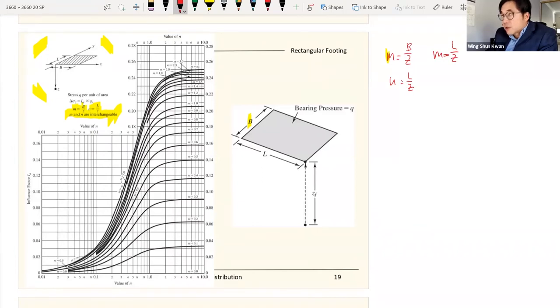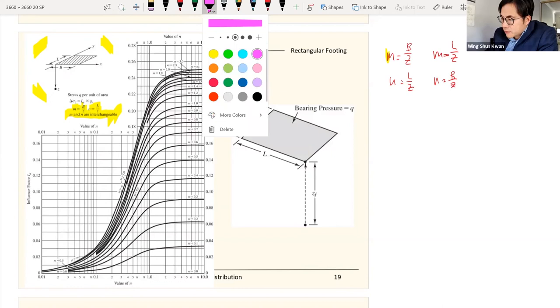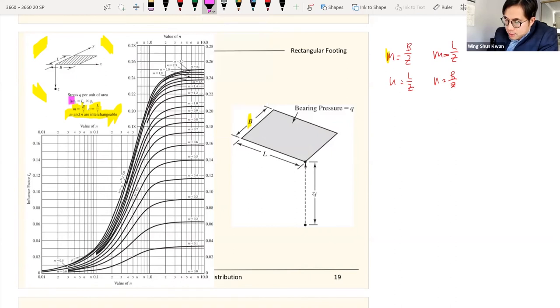If you do it both ways, you would get the same answer. You can try it yourself, because the closed form solution has an assumption that you have a symmetric footing. So those are interchangeable. After you know M and N, you can find the I. The delta sigma Z that you solve for is equal to I times the loading stress at the ground surface.